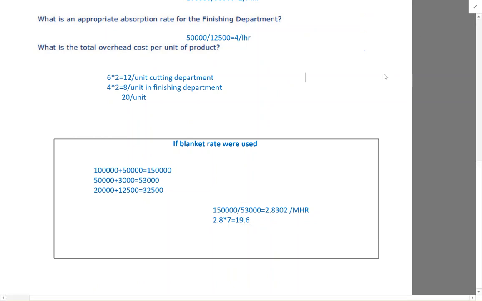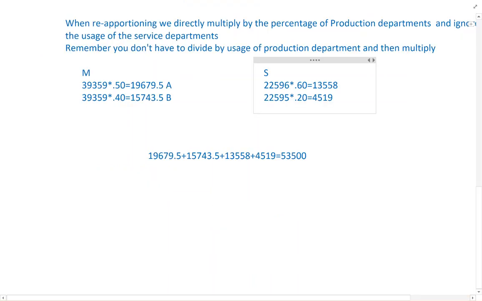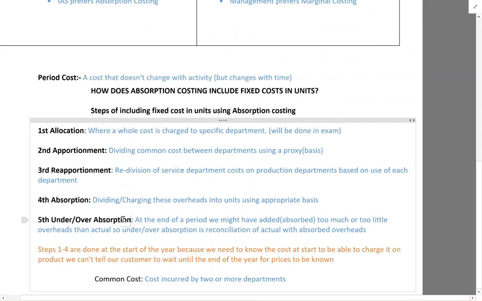Next, final step is under or over absorption. Now, these rates were found using budget. How? Because we did the allocation and the apportionment, all of these costs that we used were budget. Now, when a period ends, maybe we have included too much cost in our units, or maybe we have included too little cost in units. It will be very rare. I would say it would not be possible to have the budgeted overheads and actual overheads exactly the same. So there will be a difference.